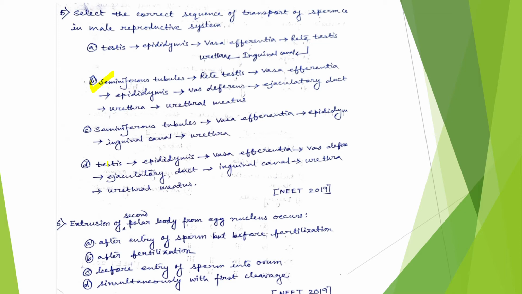Now coming to the next question: extrusion of the second polar body from the egg nucleus occurs after entry of sperm but before fertilization, after fertilization, before entry of sperm into the ovum, or simultaneously with the first cleavage. See, extrusion of the second polar body. The second polar body will be formed only when the second meiotic division is completed.